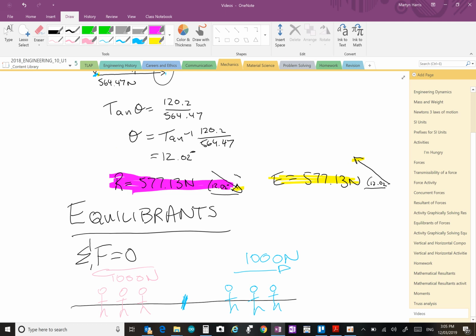I'm going to finish this tutorial there, just so I've explained the concept of equilibrants, and we're going on to the next video after this, where we're going to go a little bit further with that concept.